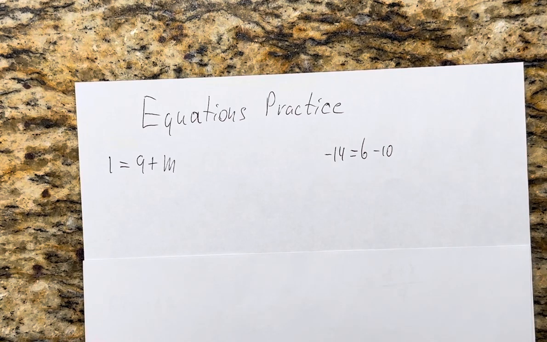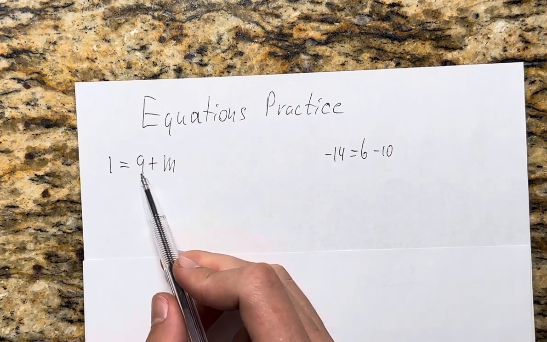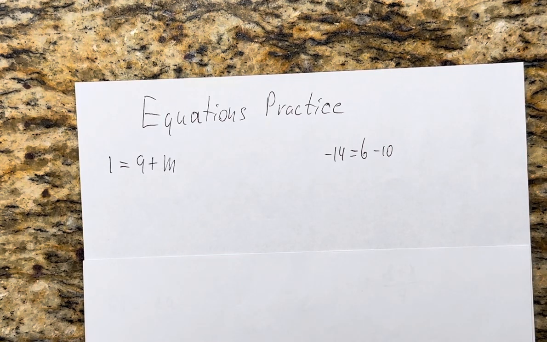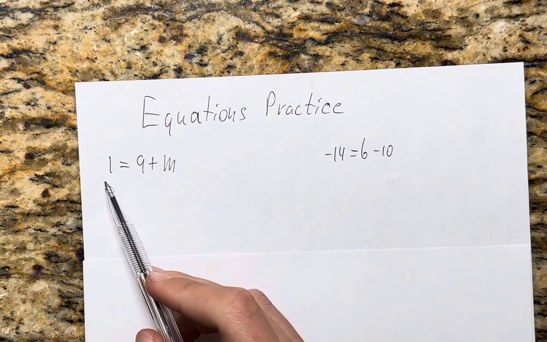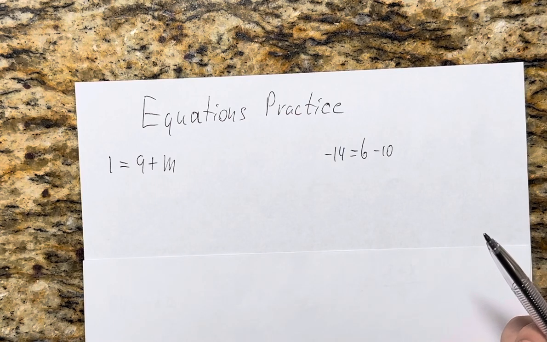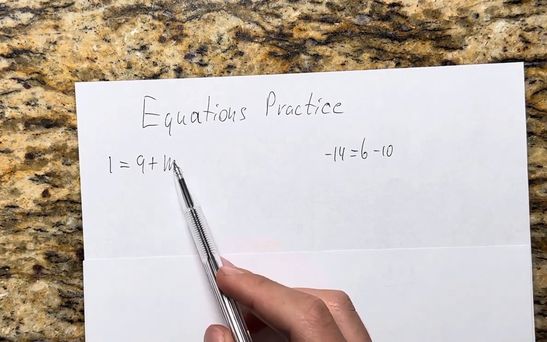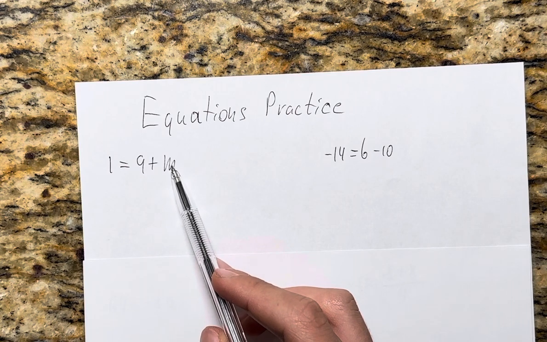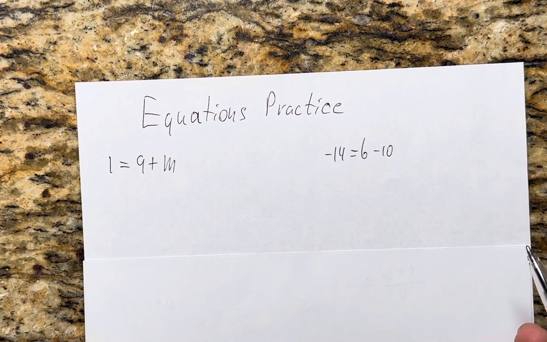Alright, so I got 1 equals 9 plus m. This might look a little confusing because usually we have like 1 equals 9 plus x, but this is the same thing as m is just a variable, right? So it can be like any letter which represents a variable.